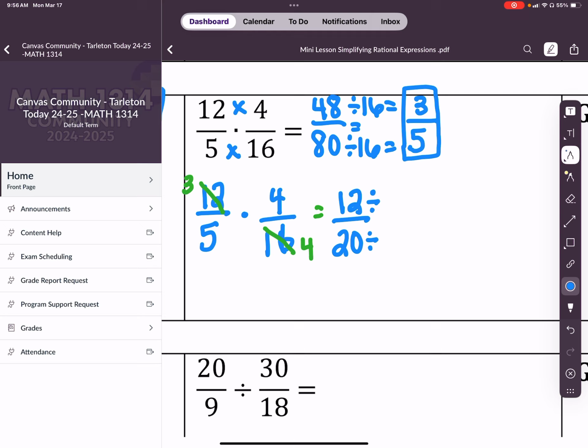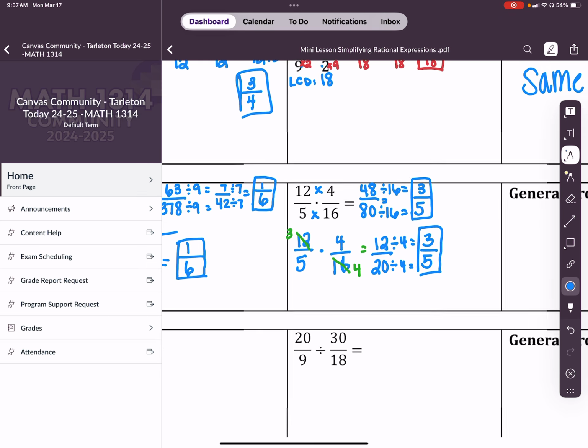All right? Now, one thing I know is that 12 can be divisible by 2. It's also divisible by 3, but 20 is not. And it's also divisible by 4. Okay, so 4 goes into both 12 and 20, so I'm going to divide by 4 on the top and the bottom. So 12 divided by 4 gives me 3. 20 divided by 4 gives me 5. Okay, so again, I got the same answer there.